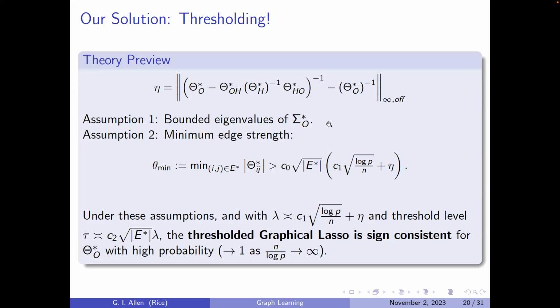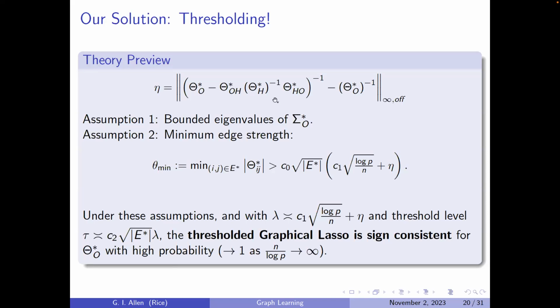The first assumption is bounded eigenvalues, which is a standard one. The second assumption is the really big one, and this is a minimum edge strength condition. For the graphical lasso, this first term right here is the exact same minimum edge strength condition you need for sparsistency of the graphical lasso, and it's the same order: the square root of the sparsity times the square root of log p over n. The additional term here is eta, an infinity norm on the off-diagonal elements of this. It is basically the difference between the observed portion of the covariance and the Schur complement of the effect from the latent and hidden components.